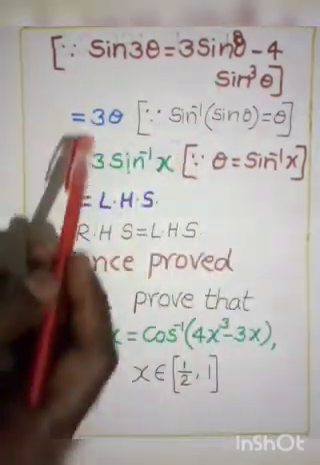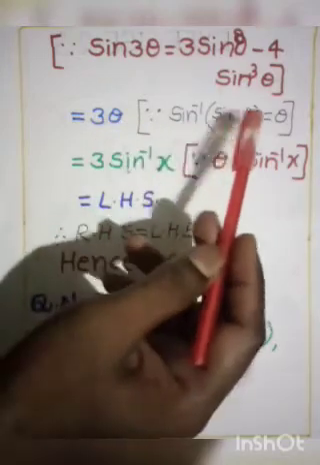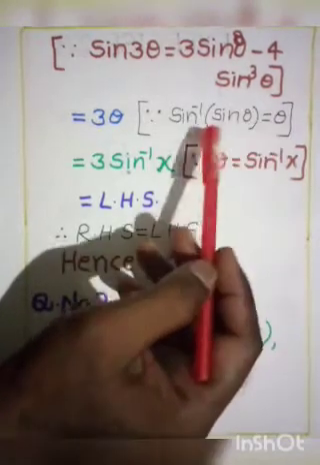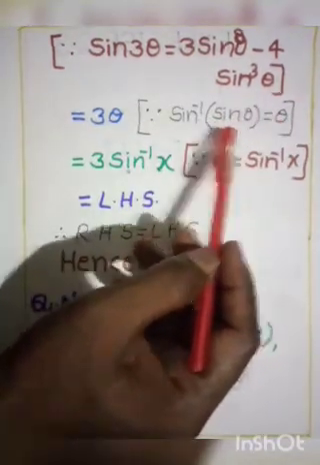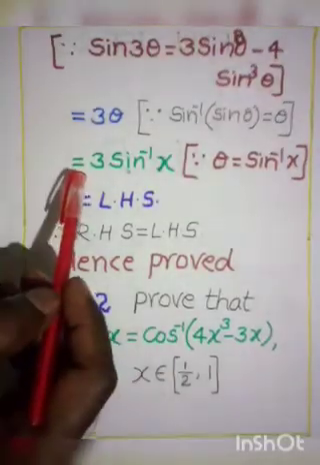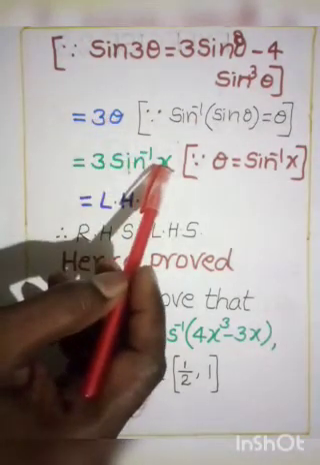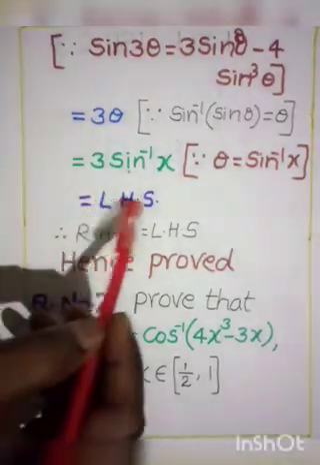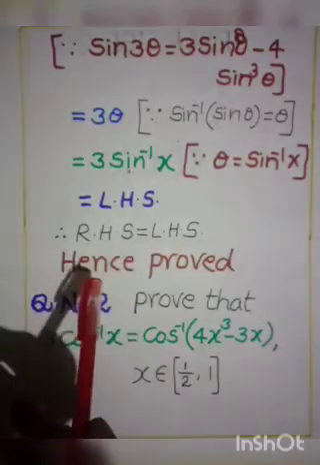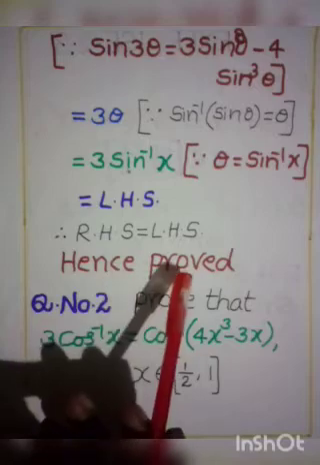Understood, my children? This is equal to 3 theta, because sin inverse of sin theta is equal to theta. This is a property of inverse trigonometric functions. By using this property, I wrote this step. Understood this step, my dear children? Right. That is equal to 3 sin inverse x, because theta is equal to sin inverse x. Then we got here the LHS. Therefore, RHS is equal to LHS. Hence, the given statement is proved. Understood, my dear children? Right.